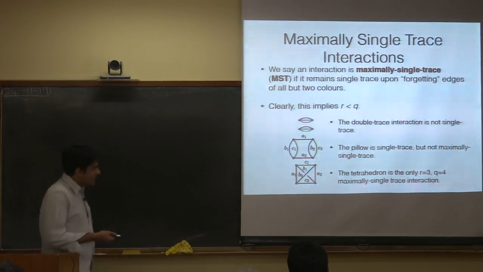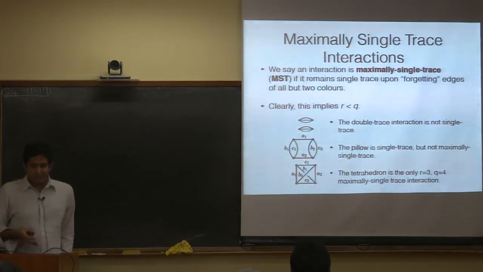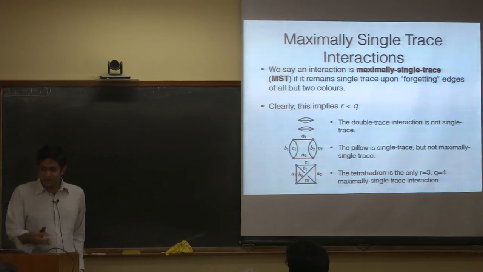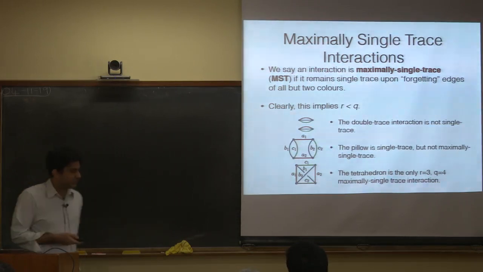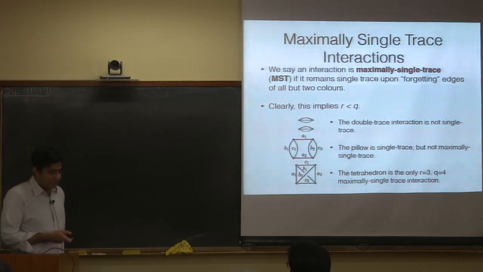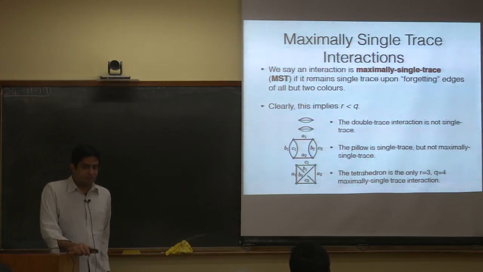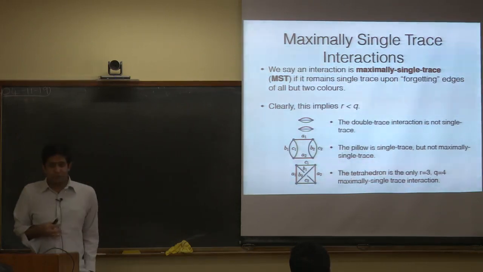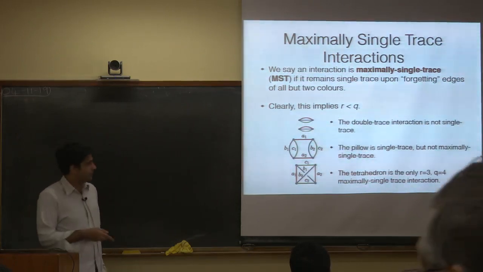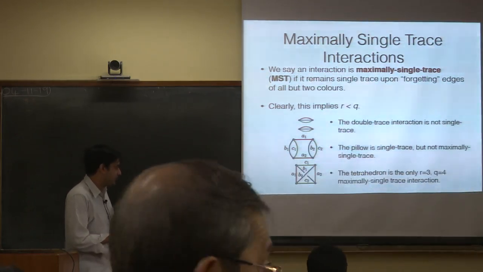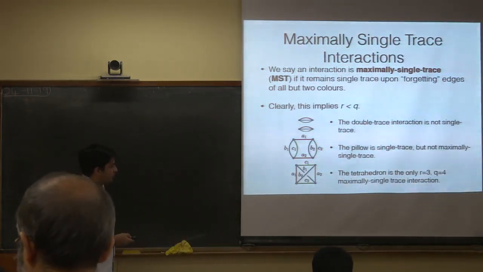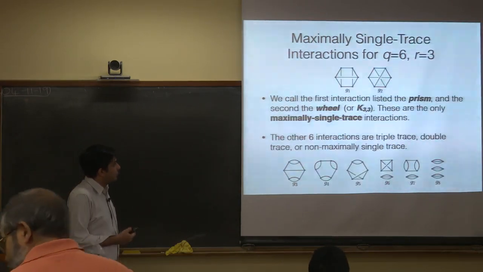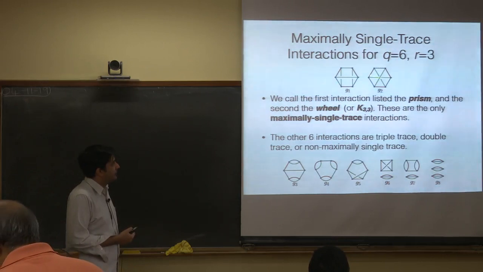So the expectation is the maximally single trace interactions are the most new, in the sense that the other ones are sort of double trace and hence less interesting. Though they're not necessarily suppressed in the large n limit. But especially for larger q or r, to reduce the number of interactions, we might just focus on these. So maximally single trace interactions are, in a sense, maybe more interesting. For q equals 6 and r equals 3, the only two maximally single trace interactions are the first two I wrote down.